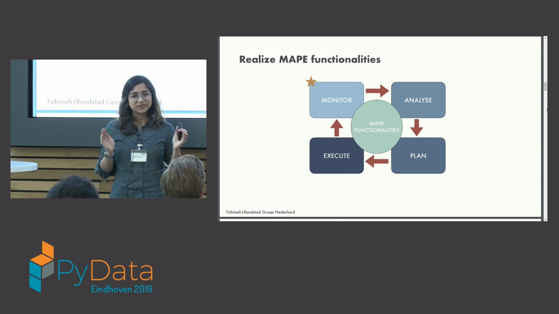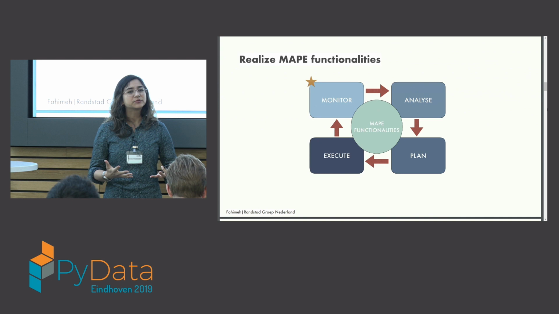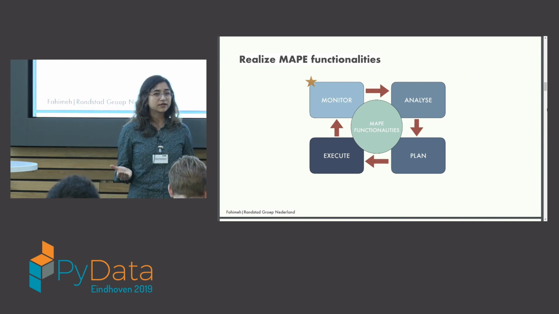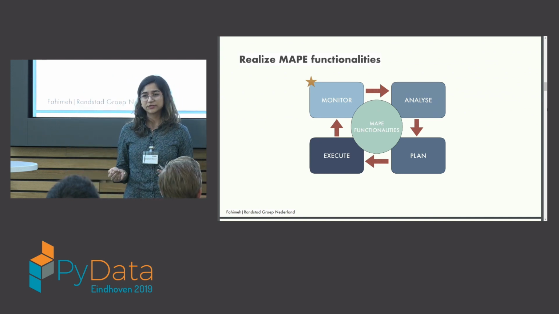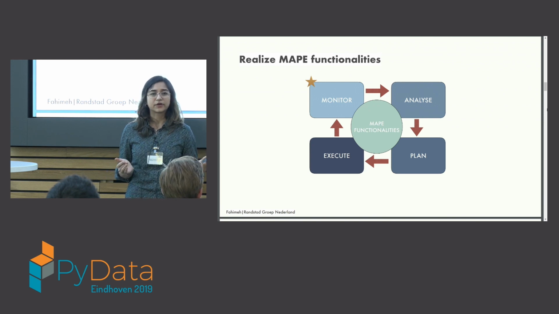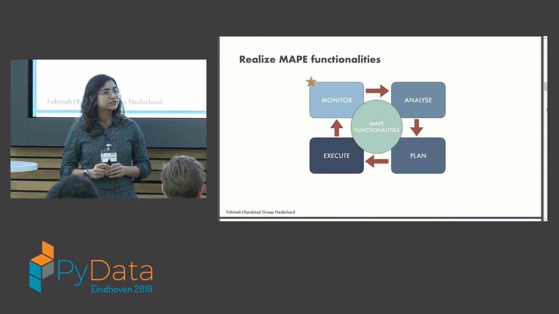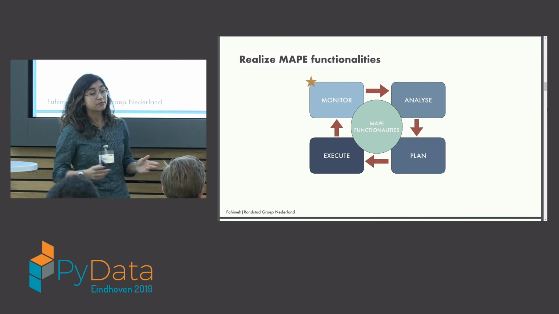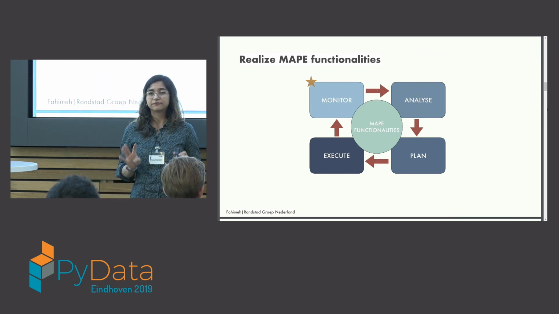So when we have our systems self-adaptive, they can adapt to new changes at runtime and take new actions based on the energy consumption and the changes in the patterns and so on, right? To make your system self-adaptive, you need to realize MAPE functionalities. It's very easy, 4 steps.